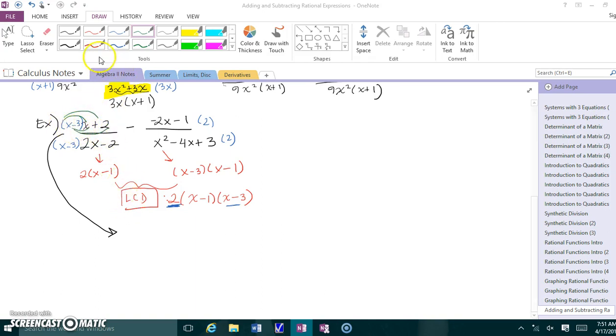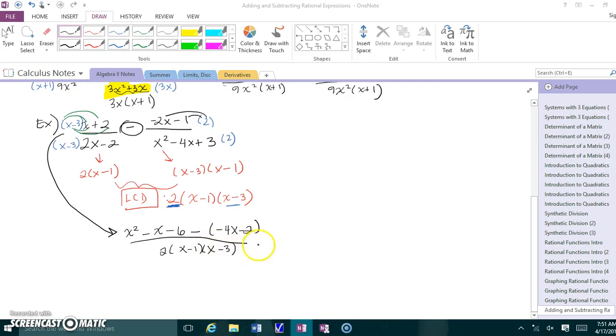Okay, so let's see here. In my first one, I'm going to have x squared plus 2x minus 3x is minus x. Negative 3 times 2 is minus 6. Now be very careful. In this one, I'm subtracting. So this minus is going to distribute. So I have 2 times this. So that's negative 4x minus 2. It's all over my LCD, which is 2 times x minus 1 times x minus 3.